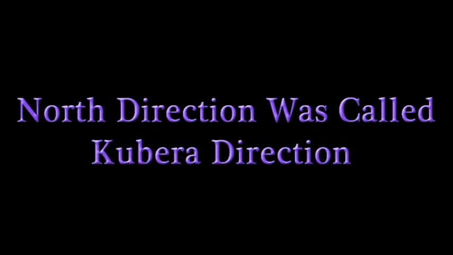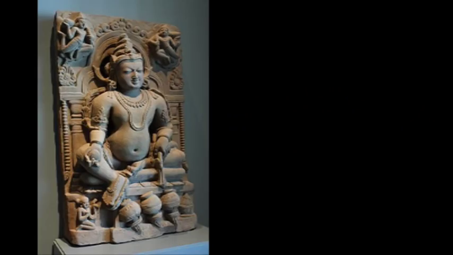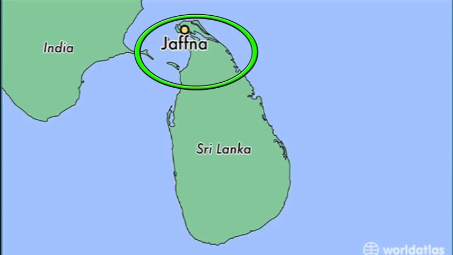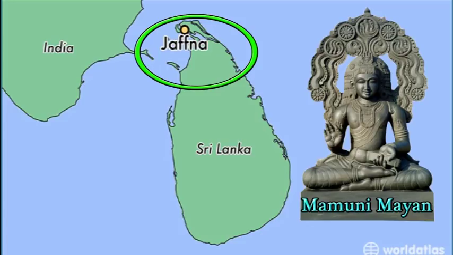The north direction was called Kuberan direction. We know that Kuberan was the predecessor of Ravana. The north direction of Lanka being called Kubera direction means that the capital of his kingdom was situated in the northern side of Lanka in the times of Maya Muni. It might have probably been situated somewhere near Yarpanam.